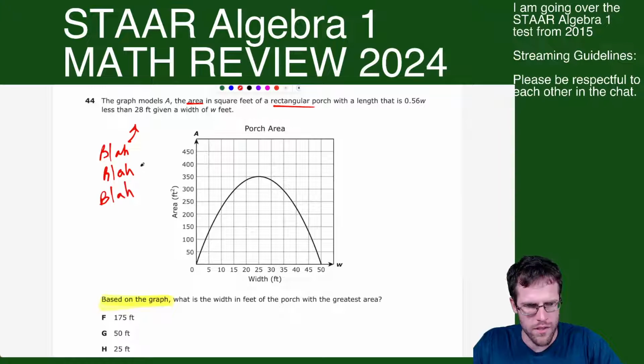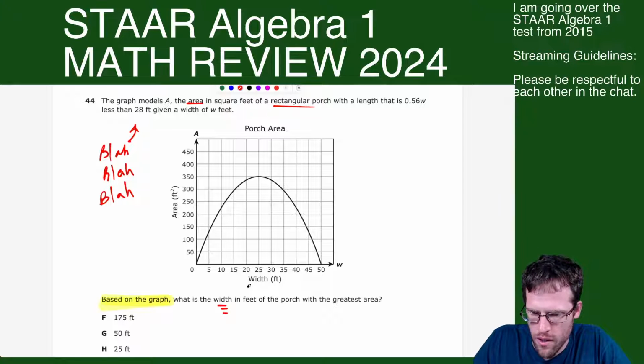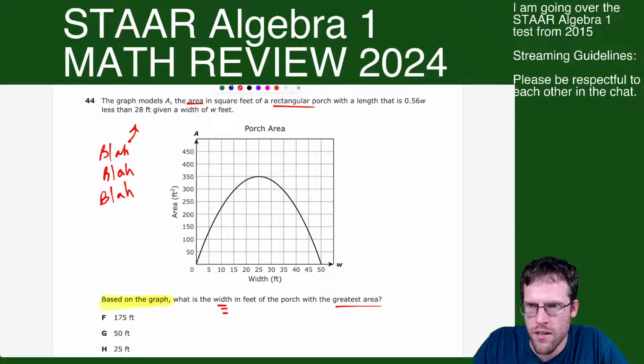It's just silliness. Okay, so based on the graph, what is the width, along the X or the W axis, in feet of the porch with the greatest area? So you see the area is the Y. So the greatest area, the greatest Y value, is at the vertex.